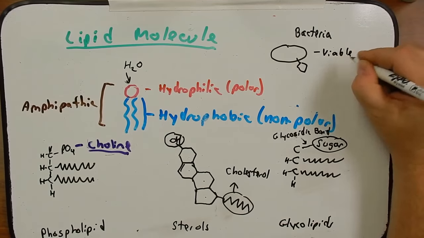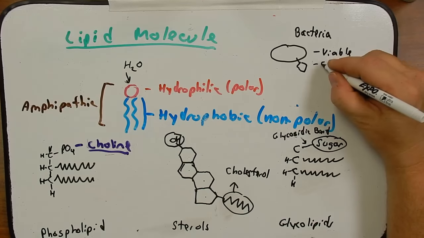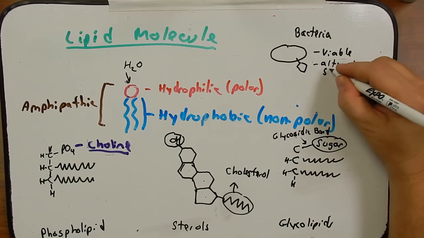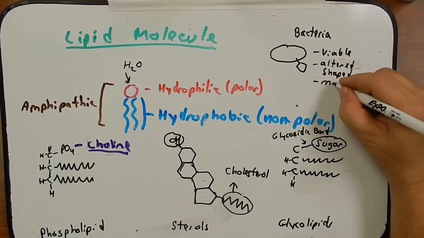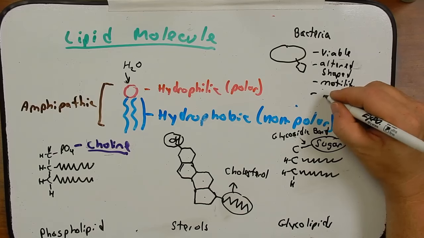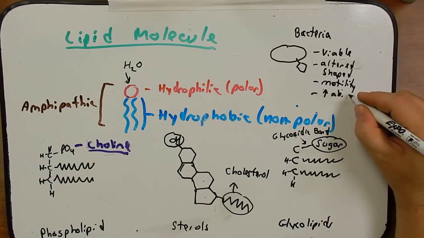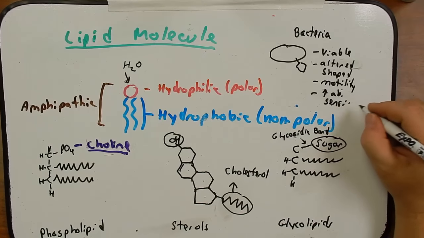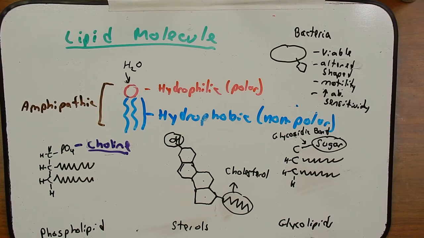There might be some exceptions to that. They have an altered shape, that is, they're misshapen. They have a motility defect. They're not as motile. And lastly, they seem to have an increased antibiotic sensitivity, more sensitive to antibiotics. So they appear to be quite important as we look at both eukaryotes and bacteria.